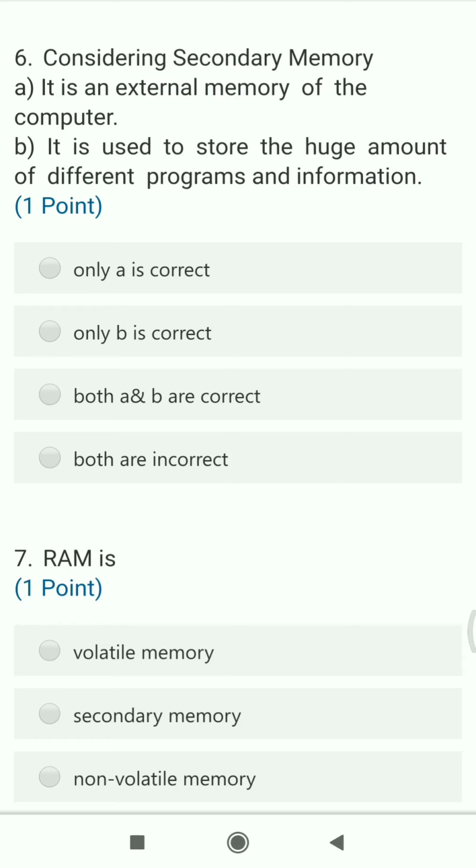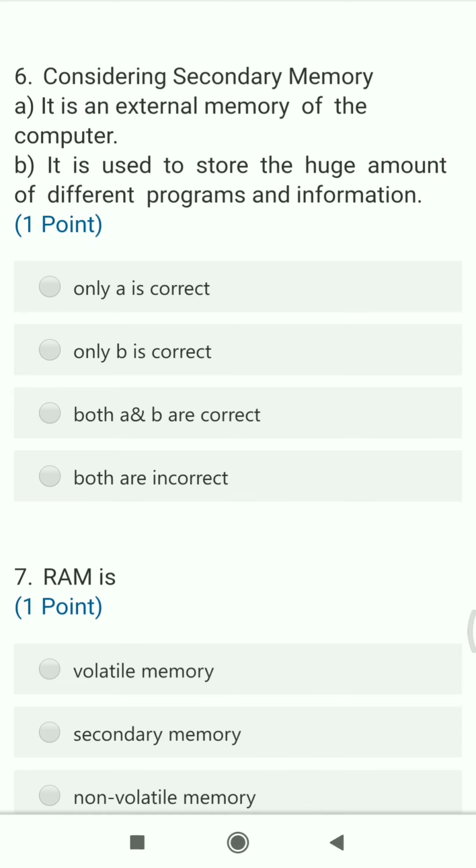Next question, considering the secondary memory: first, it is an external memory of the computer. Second, it is used to store a huge amount of different programs and information. The options are only A is correct, only B is correct, or both A and B are correct. There are two types of memory, primary and secondary. The primary memory is also called internal memory. The secondary memory is used from outside, hence it is called external memory.